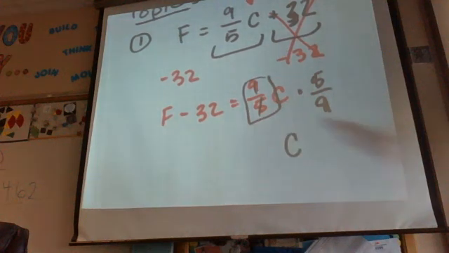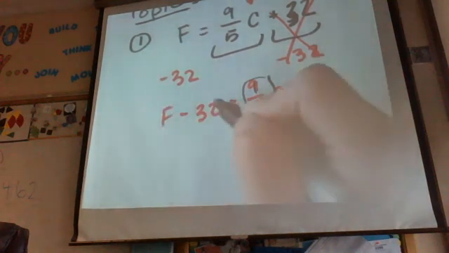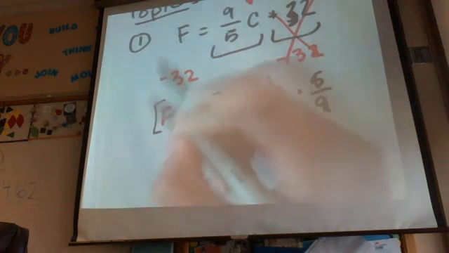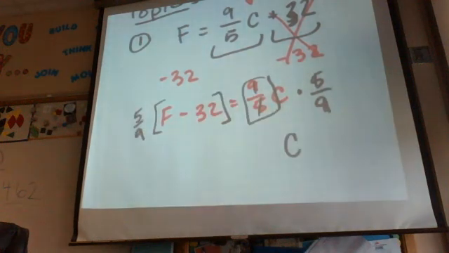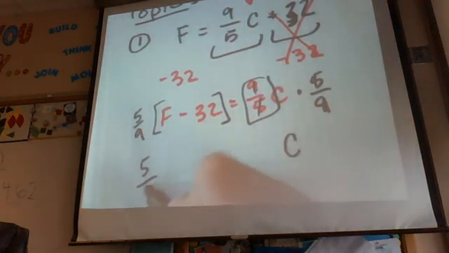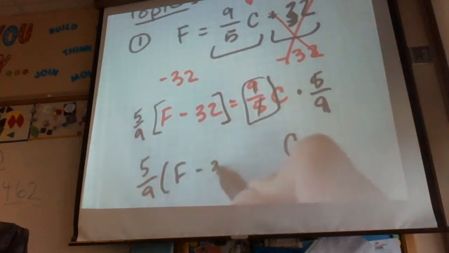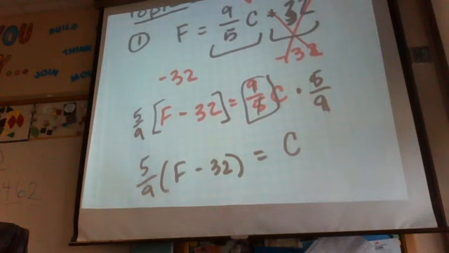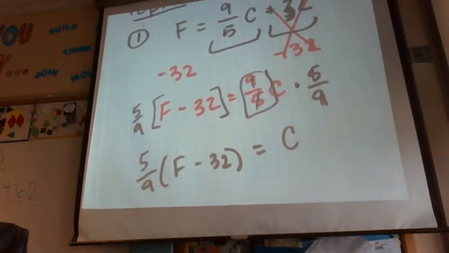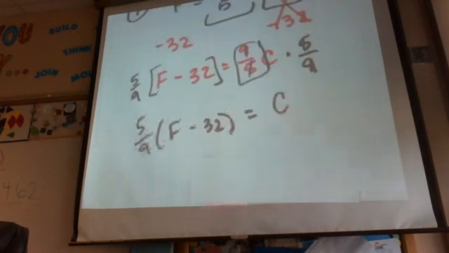But remember, in algebra, whatever we do to one side, we have to do to the other side. So we're going to take that over here and multiply by 5/9. Now we have 5/9 of Fahrenheit minus 32 degrees equals Celsius. As always, you can simplify further by distributing out that 5/9, but because 32 is kind of a funky number that doesn't go with ninths very well, we're just going to leave it like that.